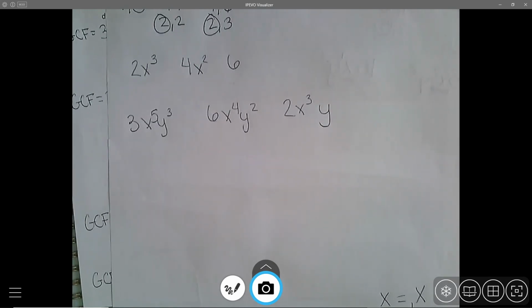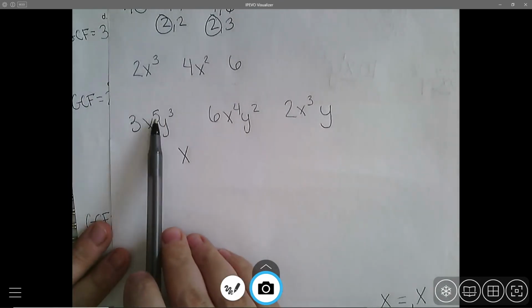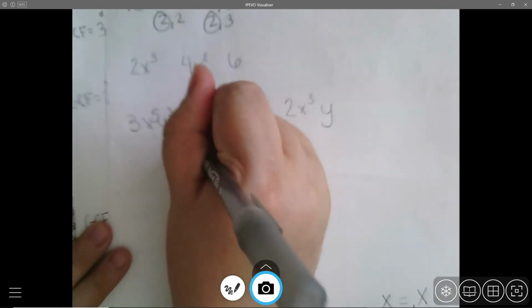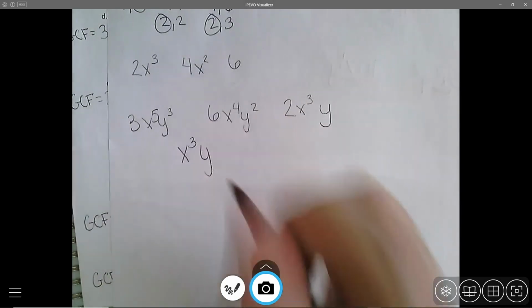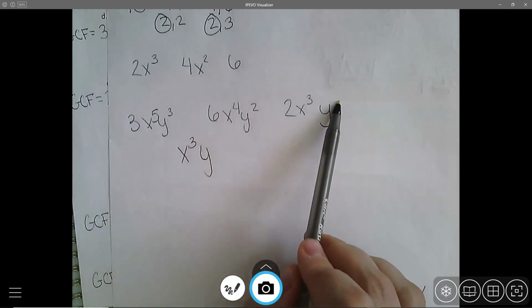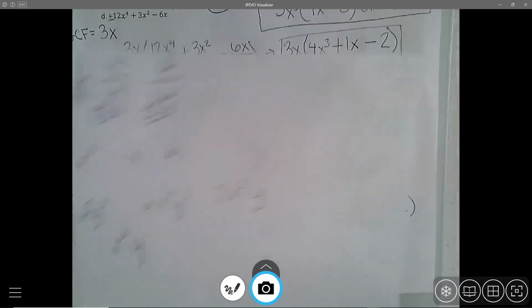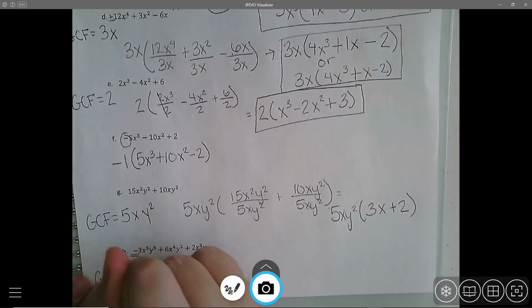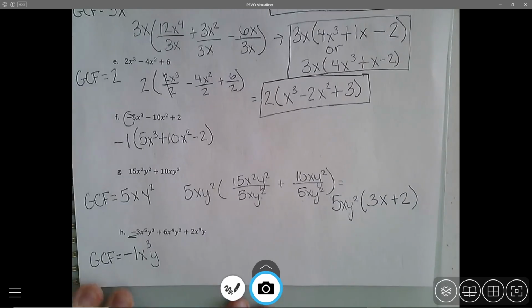There are my terms. So now, every one of those terms has an x, and the lowest exponent I see with the x, I have a 5, a 4, and a 3. 3 is the lowest, so that becomes part of my GCF. When I go here to my y's, I have a 3, a 2, and remember, if there's nothing, there is a 1. 1 is the lowest, so I take out a 1, or just y by itself. So, my GCF, because I need to get rid of that negative in the front, is really going to be -1 times x cubed y.